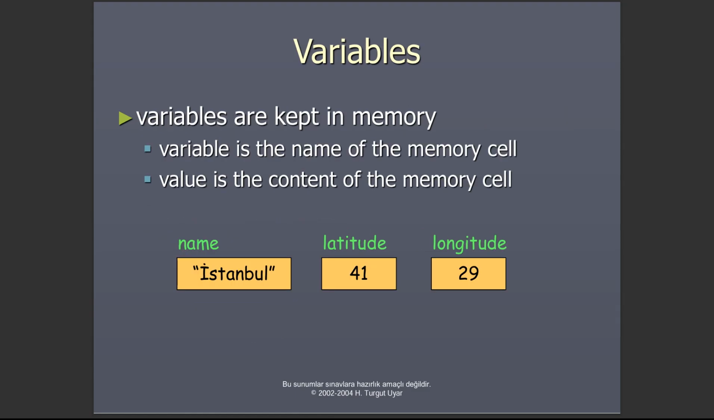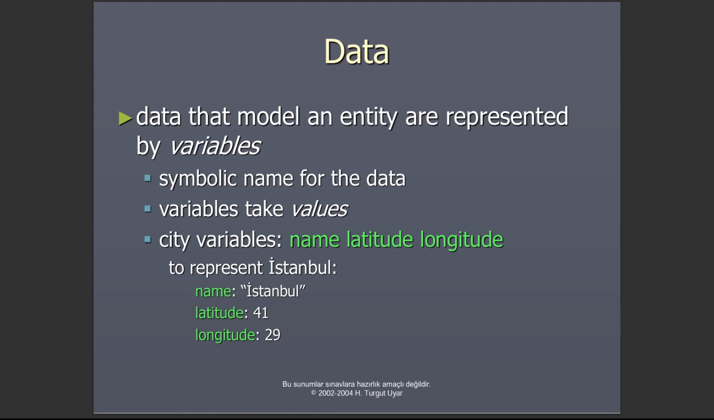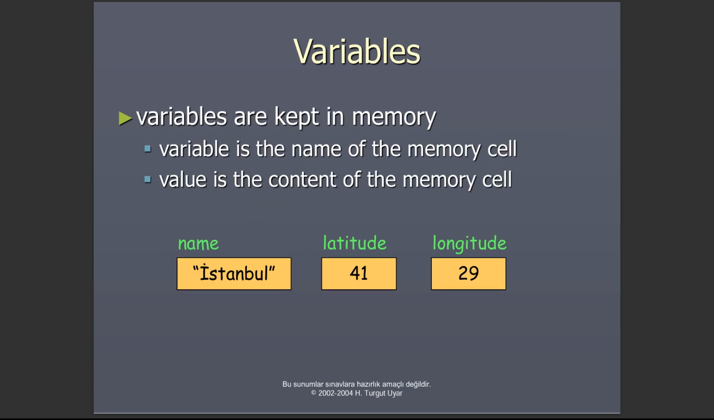And next, variables. We just heard variables and values. And what's this? Variables are stored in the computer's memory. You know memory, computer memory. A variable has a name like latitude and a value like 41. It's easy. The name is like a label on a box and the value is what's inside the box. For Istanbul, the variable name will store the value Istanbul. As you can see, name: Istanbul, latitude: 41, longitude: 29.